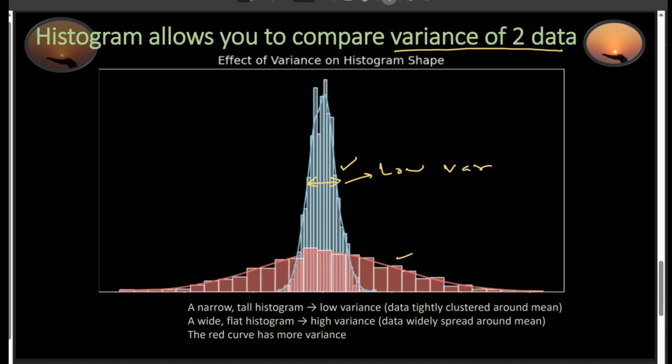This one, on the other hand, is not very tightly packed. It's basically spread, you see this curve is spread all the way like this. So this one has a high variance. This allows you to understand which curve has a high variance or low variance. Although both curves have the same mean value, the variance is different for these curves.